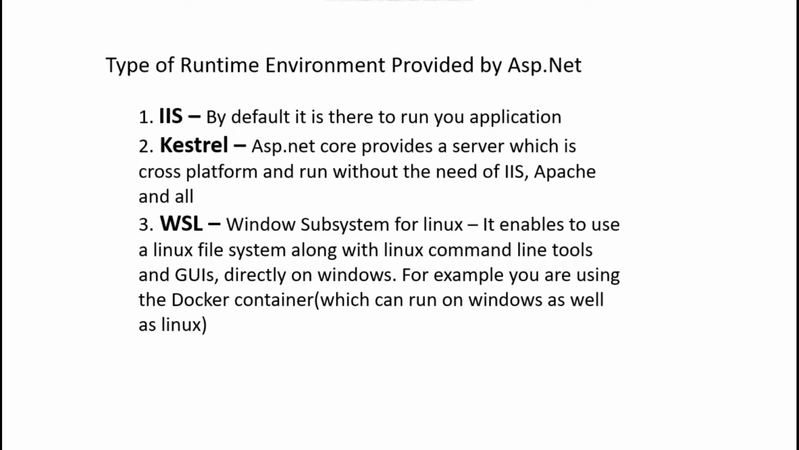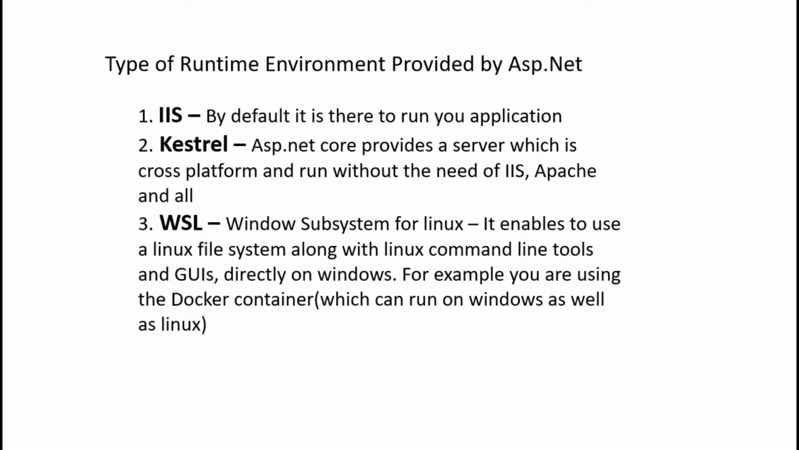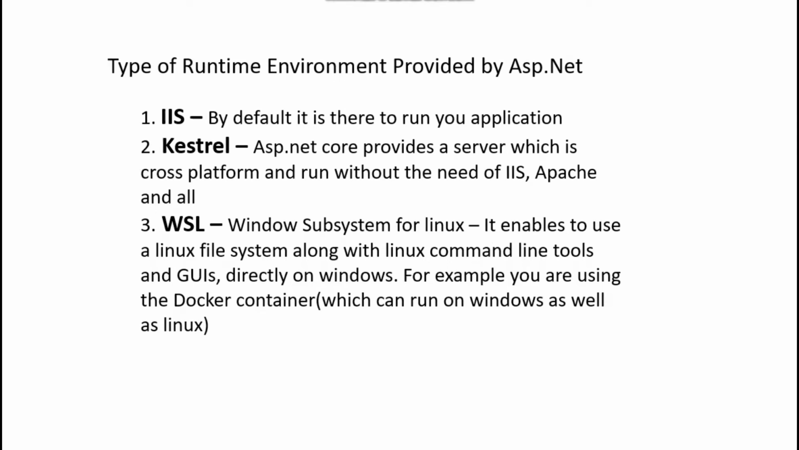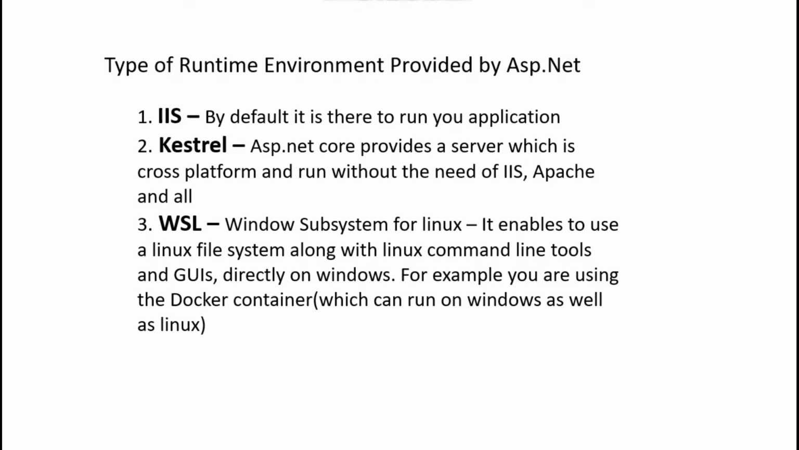We have three types of runtime environment which we configure in the launchSettings.json file. First is IIS, then Kestrel and WSL. What is IIS? IIS is the default server provided by Windows to run the application, and Kestrel is a new server which comes with the ASP.NET Core project. It is a cross-platform server that runs without IIS, Apache web server or any other server.